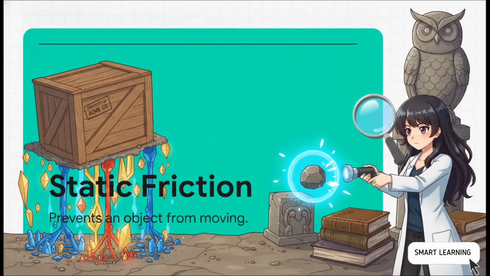Since the object is just sitting there, those microscopic imperfections we talked about earlier have time to really deeply settle into one another. Sometimes the atoms actually bond, kind of cold welding together on a tiny scale. And that right there is exactly why it takes way more energy to initially get a heavy box moving than it does to keep it going once it's already sliding.